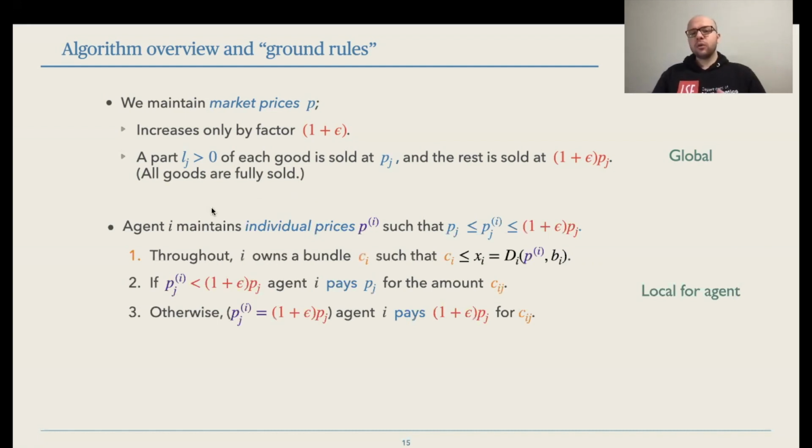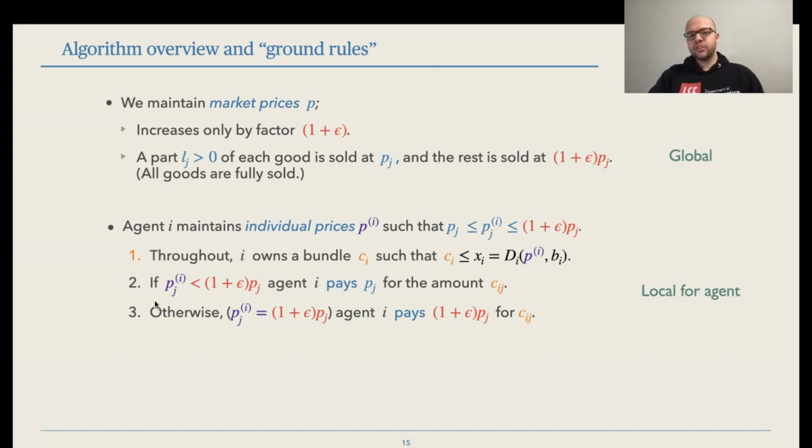Moreover, we will have some local constraints for each agent individually. So each agent will maintain some set of individual prices P_i, and these individual prices will be sandwiched between the lower prices and the higher prices. In particular, for these individual prices, we will have three important invariants that we maintain. Throughout, agent i will own a bundle C_i, and this bundle C_i that she owns is dominated by the demanded bundle at the individual prices P_i.